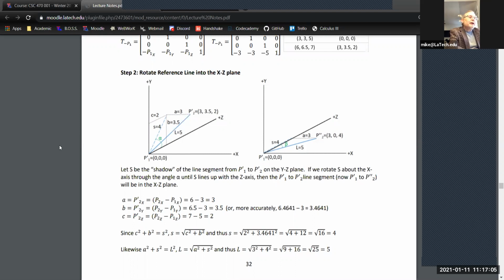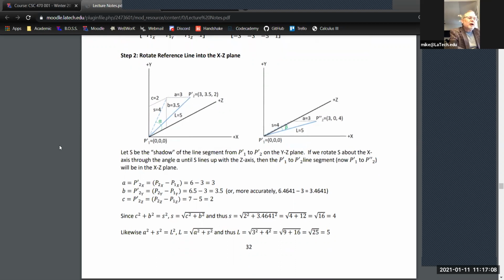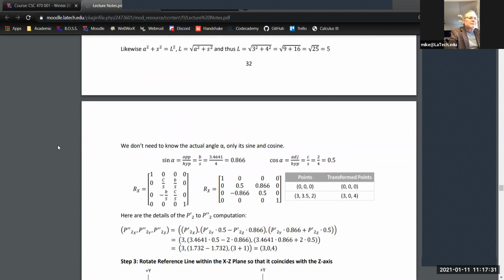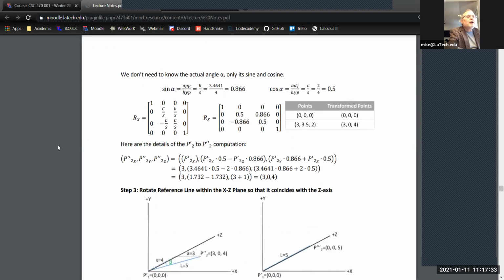Well, that's great, but you might say, well, Mike, you did some math there and you drew some pretty triangles, and now I understand the relationship here. I understand that the length of P1 prime to P2 prime is 5, but how is that going to help me rotate that line segment into the XZ plane? Well, if you scroll a little bit to the top of the next page, you'll see that, well, what do we want to do?